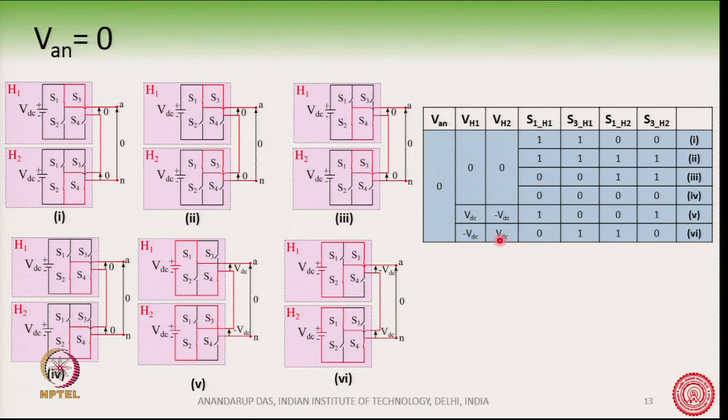Similarly, this sixth combination which is shown here, H1 produces minus VDC and H2 produces plus VDC, and their total is equal to 0. Now, for the 0-0 combination, when both VH1 and VH2 are producing 0 and the sum is also 0, then for this 0 combination we have two multiplicities, and those multiplicities are elaborated in the table and also in the circuit.